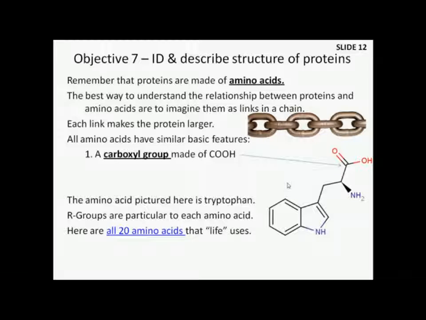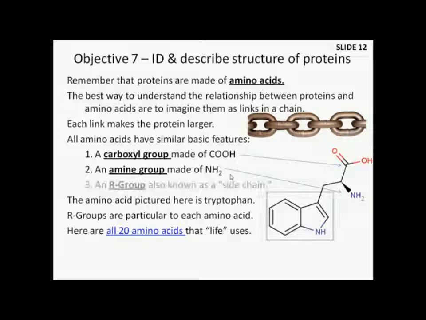The carboxyl group is COOH. Again, the key point there is a carbon connected to an oxygen and an OH. And then the amine group, where you get the name amino acid, is the NH2 group here. Okay, so this is how you identify an amino acid: carboxyl, COOH, and amine group, NH2. Or depending on the chemistry, NH3, but typically NH2.